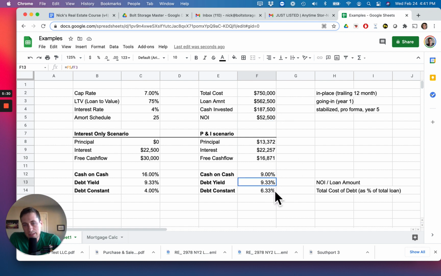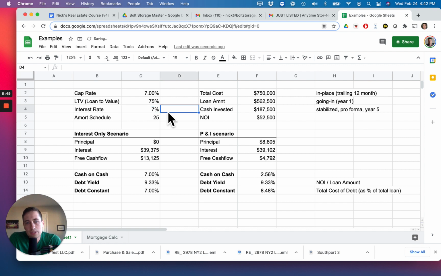Now, you see how this cash on cash yield starts to go down. Your debt yield and your debt constant get closer and closer together. So the problem that arises is that if your debt constant and your debt yield touch, if these two are equal, you're making zero money. So let's change our interest rate to 7% and see what happens.